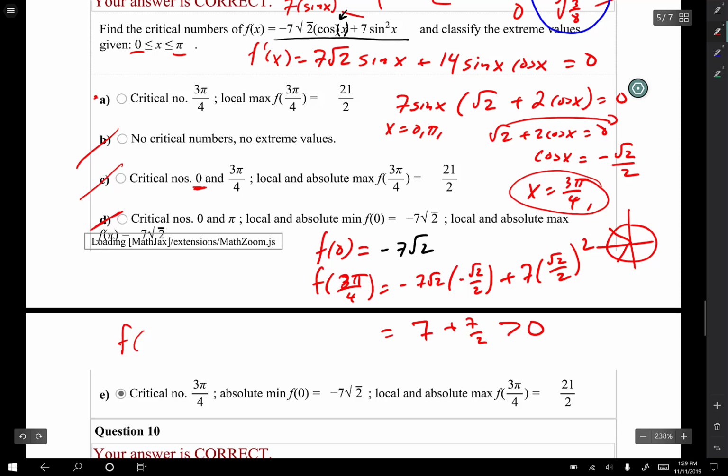Let's test f of pi. So f of pi, sine of pi is 0. And cosine of pi is negative 1. So negative 1 times that, it just gets positive 7 square root of 2.